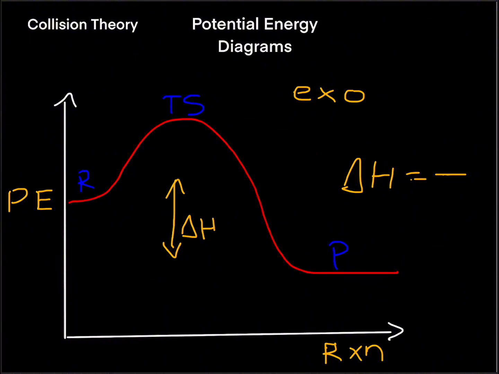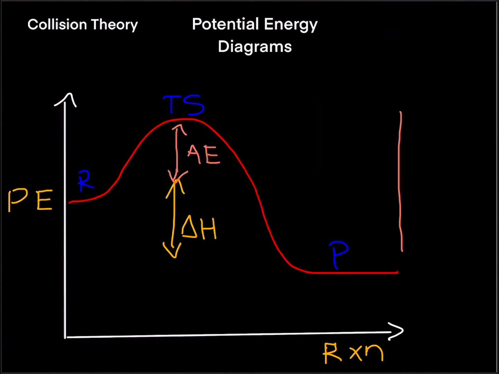Now, what is the energy difference between the transition state and the reactants? What is that called? This is known as the forward activation energy. Activation energy is the energy needed to get the reaction started. Without that energy, the reaction will not work. There's also a reverse activation energy, which begins from the product to the transition state.